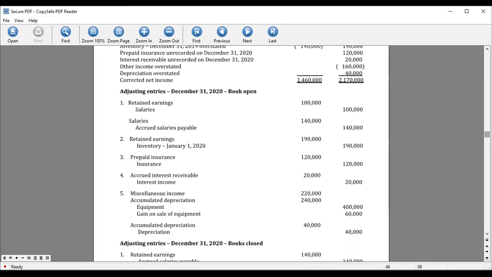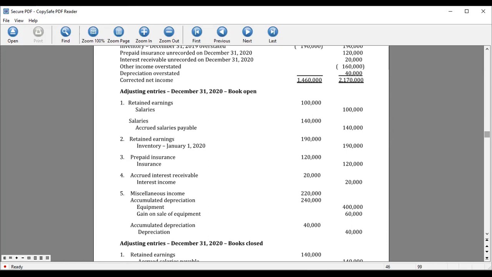Then in number 5, we debit miscellaneous income for 220,000, debit accumulated depreciation 240,000, credit equipment, and credit gain on sale of equipment. Now, stated January 1, 2020, an equipment costing 400,000 was sold for 220,000, and at that date the equipment had accumulated depreciation of 240,000. However, the cash received was recorded as miscellaneous income.